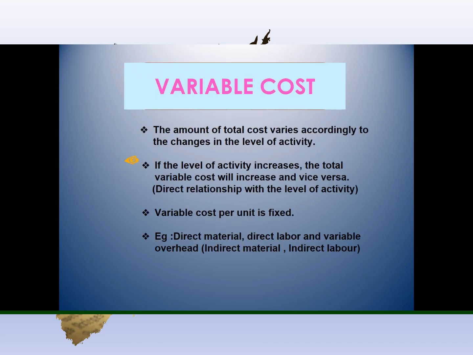Variable cost. The amount of total cost varies according to the changes in the level of activity. If the level of activity increases, the total variable cost will increase and vice versa. Direct relationship with the level of activity. Variable cost per unit is fixed. For example, direct material, direct labor, and variable overhead. Indirect material, indirect labor.